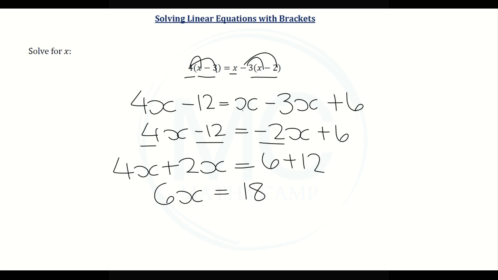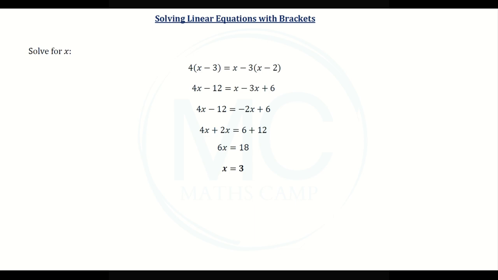To get x by itself, let's divide both sides by 6. So 18 over 6. On the left-hand side, the 6's cancel, and we're left with x. And on the right-hand side, 18 divided by 6 gives us 3. Let's do another one.